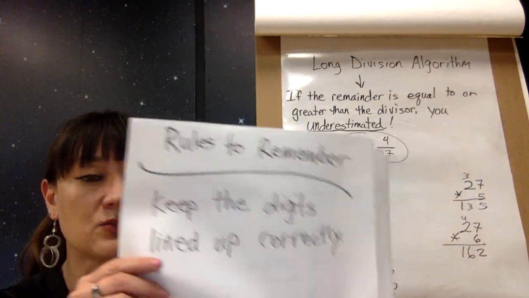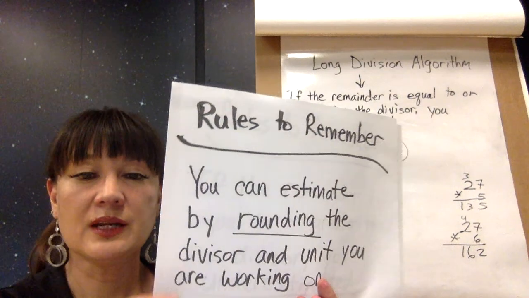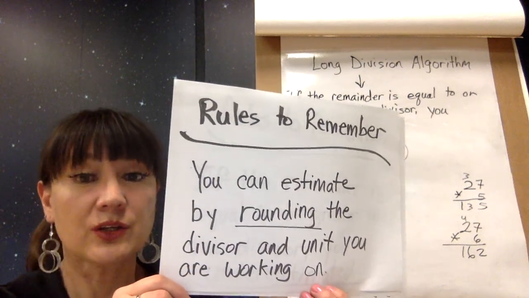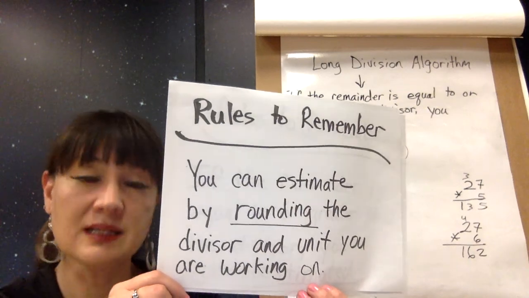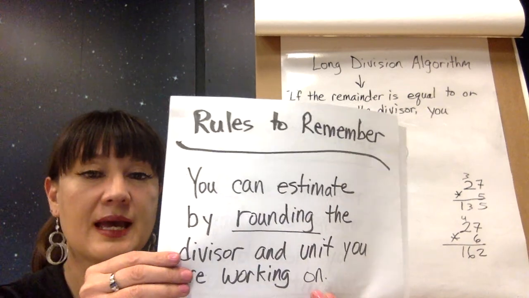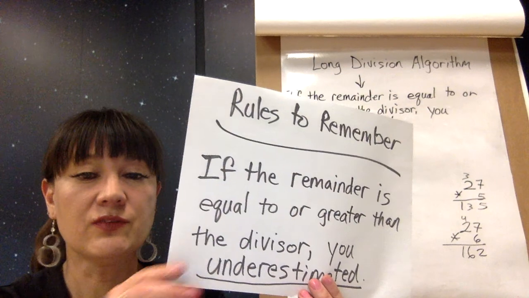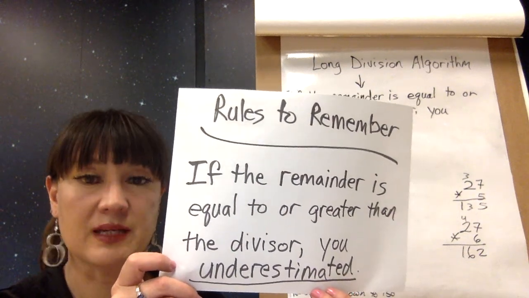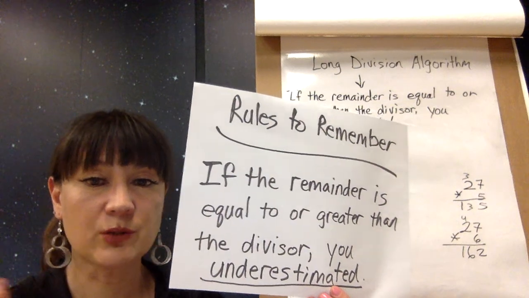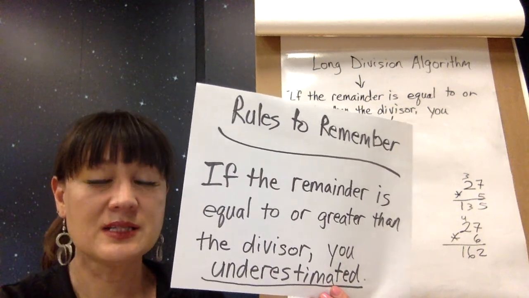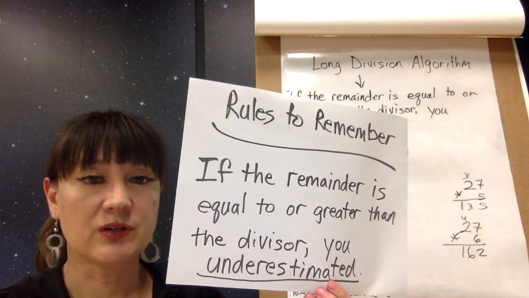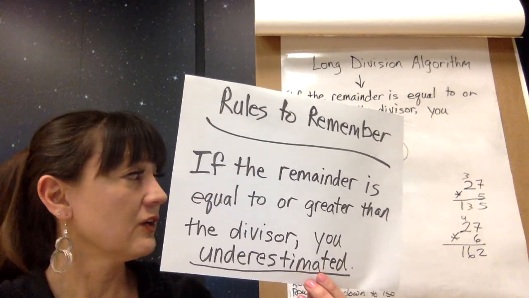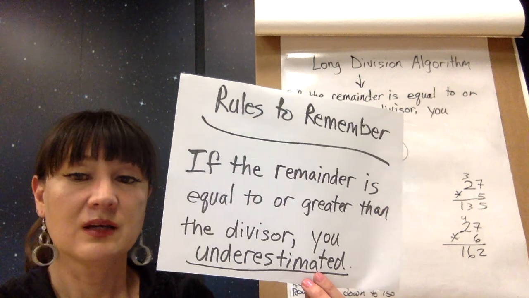And the next rule to remember, you can estimate by rounding the divisor and unit you are working on, and make sure you estimate using the easy numbers, okay? And the last one, if the remainder is equal to or greater than the divisor, you underestimated. So you'll need to take your eraser on your pencil and erase it and try a bigger number on top of the quotient bar. And then you'll be able to get your remainder.